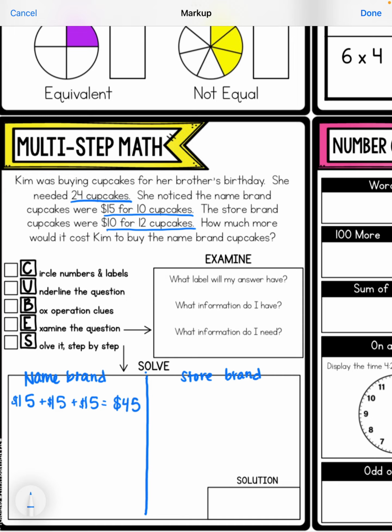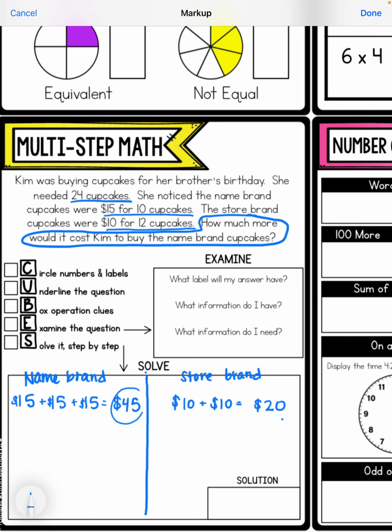The store brand cupcakes were $10 for 12 cupcakes. So this time I only need to buy 2 packages, because once I get 2 packages, I'll have 24 cupcakes exactly. I don't need to buy another one. So I'm going to do $10 plus $10. So that one's going to cost me $20. Now the question is, how much more would it cost Kim to buy the name brand than the store brand cupcakes? So I need to take these two amounts and figure out what the difference is between them. That's going to be your solution here.